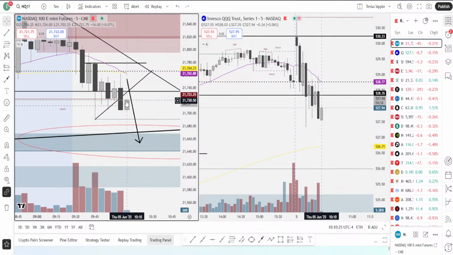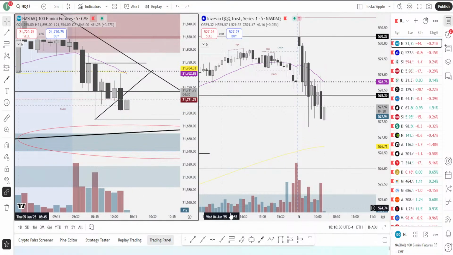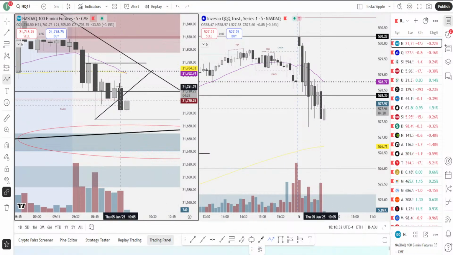Alright, we broke this support. Maybe we could get a pullback and retest here. And we got this support trend here. Break, retest.